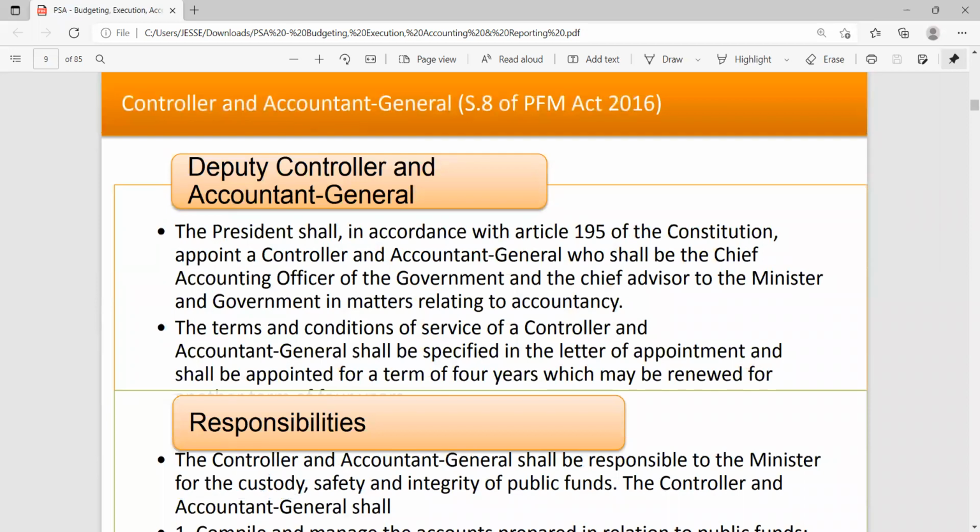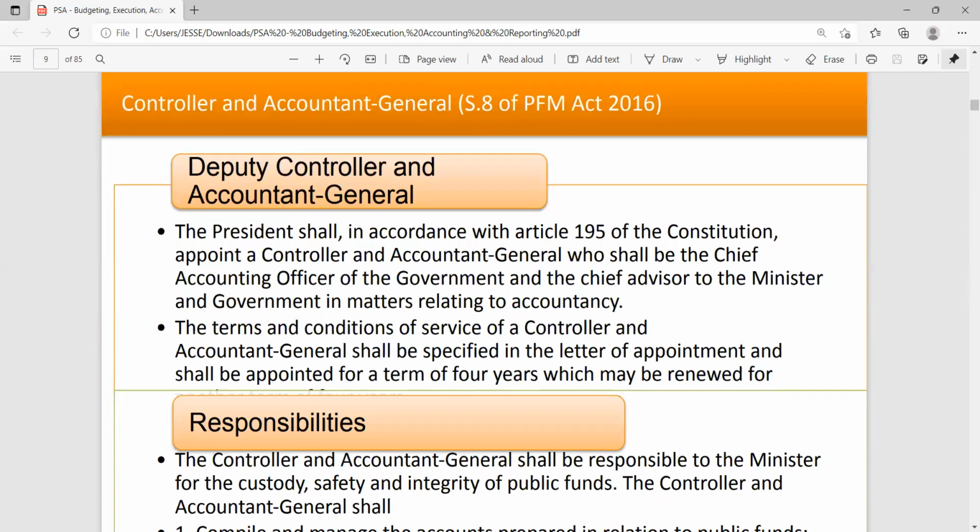Now we've talked about the Controller and Accountant General. Now let's talk about his or her deputy, the Deputy Controller and Accountant General. Now, who is this individual? Let's find out.